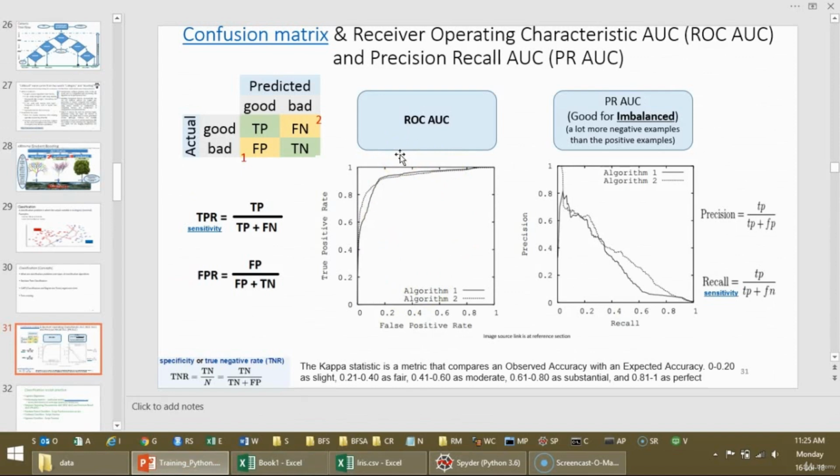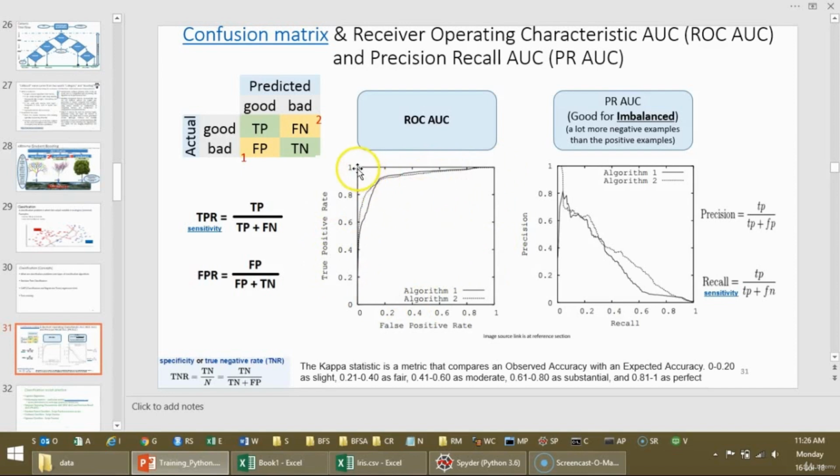So here there is something called the ROC AUC curve. ROC means receiver operating characteristic and AUC means area under the curve. So the thought process is to get the maximum area in this curve. Why? If you observe, this curve has on the x-axis the false positive rate, and on the y-axis the true positive rate.